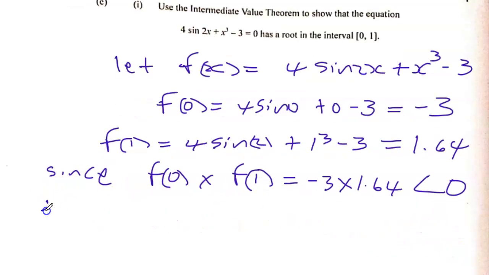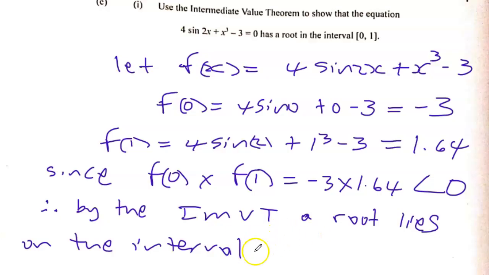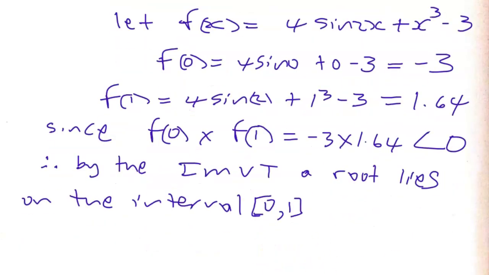So therefore, by the intermediate value theorem, abbreviating IVT, a root lies on the interval 0, 1. In other words, a root lies between 0 and 1. So the root to the equation, of course, is 0 point something, since the root is between 0 and 1. Alright, let's continue.